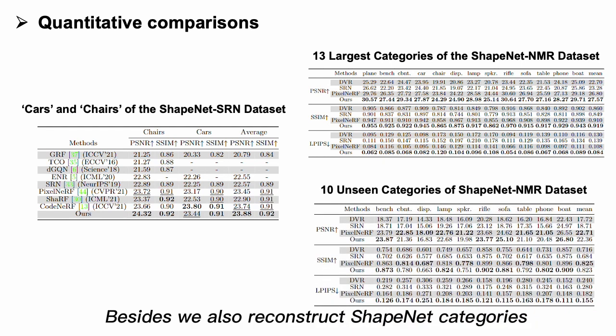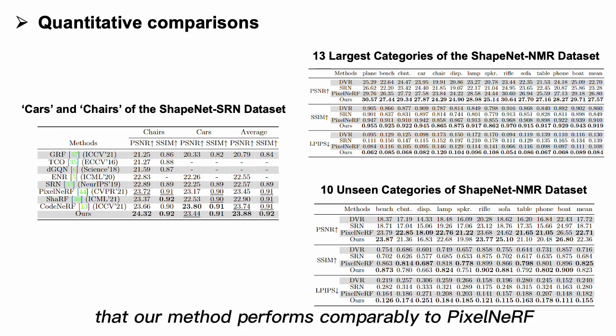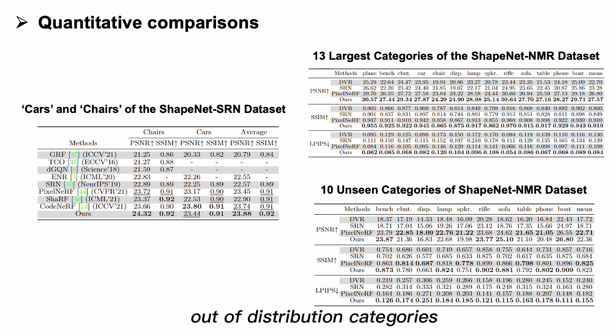Besides, we also reconstruct ShapeNet categories which are not involved in training to test generalization to unseen categories. The results suggest that our method performs comparably to PixelNeRF, which means that our method can also handle out-of-distribution categories with the help of symmetry priors.